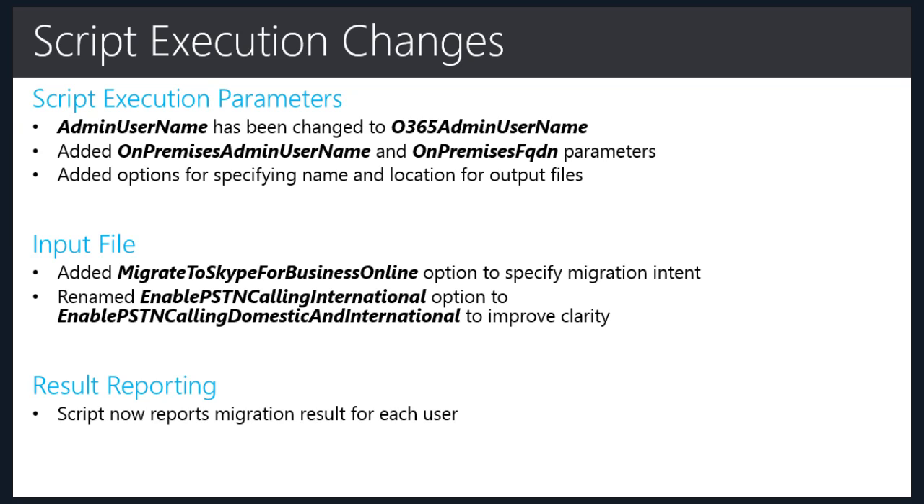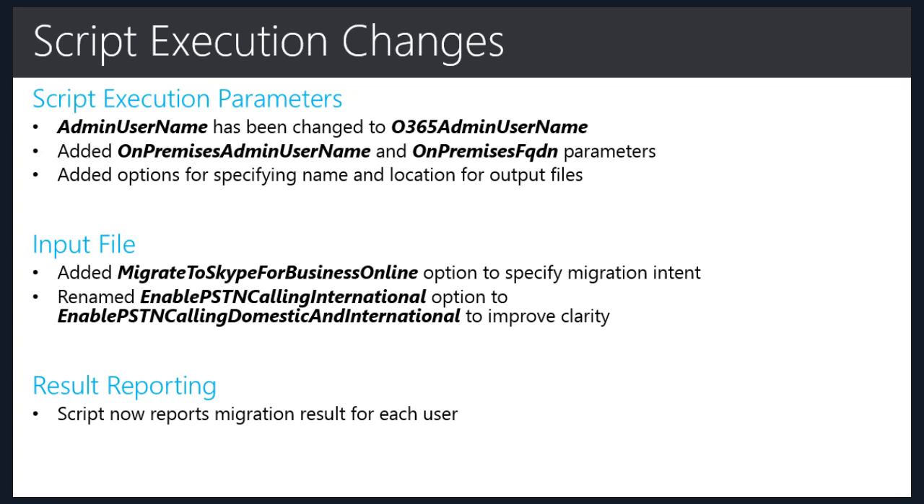The first one is when you run the script, we had a parameter called admin username. That has been changed to Office 365 admin username. The reason that has been changed is because if we're doing a migration of users, I need to find out both your online admin username as well as your on-premises username, and admin username would just be confusing. So you'll also see that we added a couple of options in those parameters for on-premises admin username and on-premises FQDN.